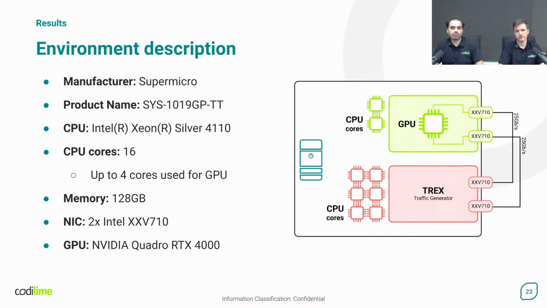The memory amount was 128 gigabytes, and we've been using 2 network cards for traffic sending and returning, as seen on the picture on the right. So we've been using a traffic generator fueled by DPDK. The packets were sent and arrived at the GPU, which was doing all the filtering and sending back the results to the traffic generator for the accounting.